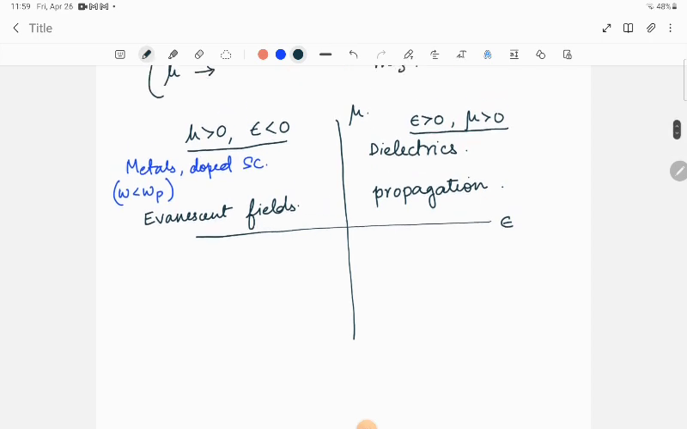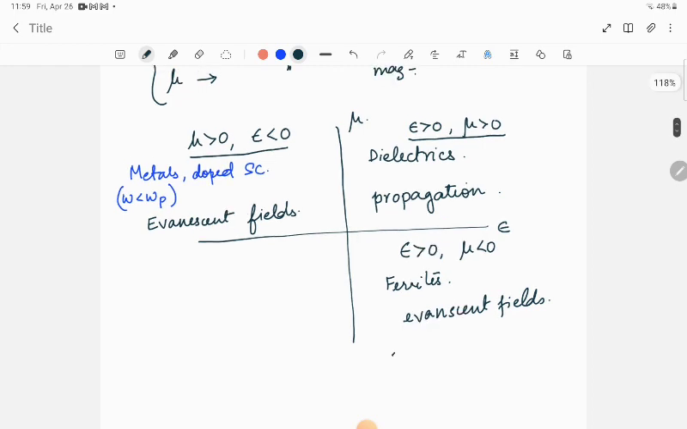Now then we come to this other quadrant. Here epsilon is positive while mu is negative. This can happen for magnetic materials, typically, let's say, we can think of ferrites and so on. This also is a place where we will have evanescent waves, so it's quite similar. Evanescent fields. So this is nothing but like a magnetic plasma, where we have negative mu but positive epsilon.